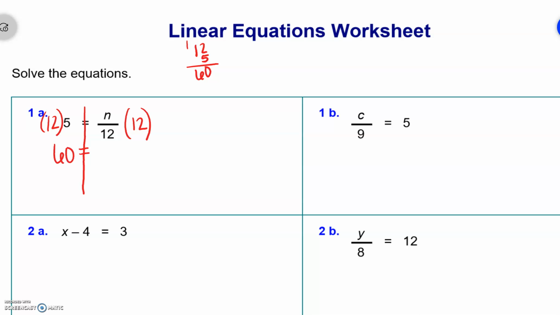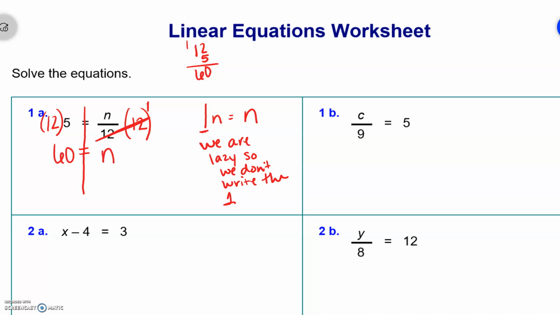We still have our equal sign, and 12 divided by 12 cancels out. And that's our whole goal. That cancels out to 1. So we really have 1n. Let's put a little side note. Remember, mathematicians are lazy. So we just write n. But it's really important that we understand that it's 1n. It's not 0n's. There's 1 there. And since we have 1n, we have solved it. We know what 1n equals. 1n equals 60.